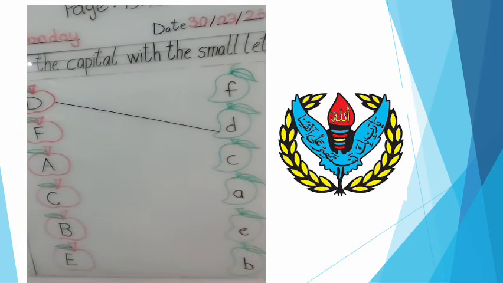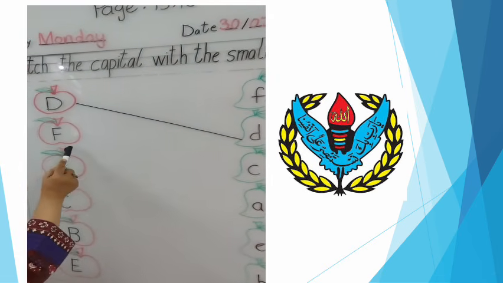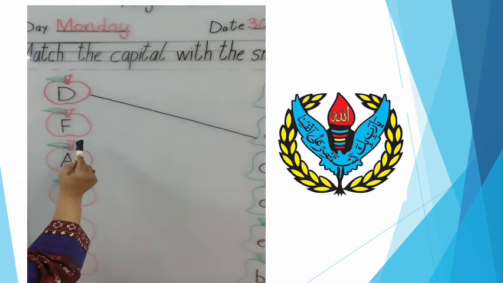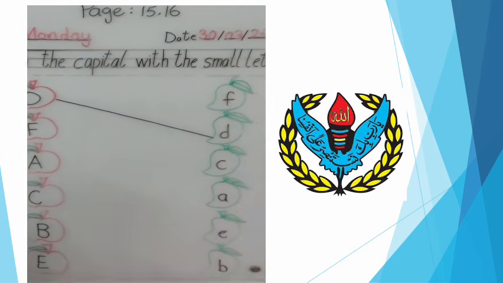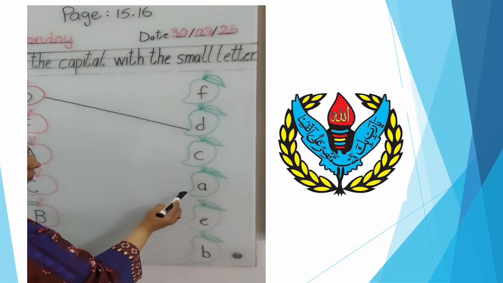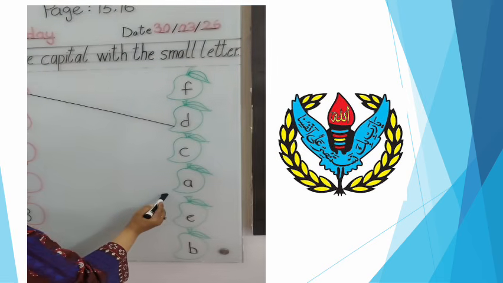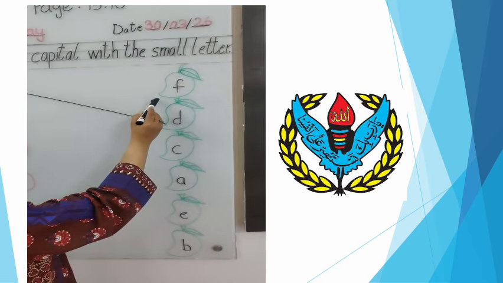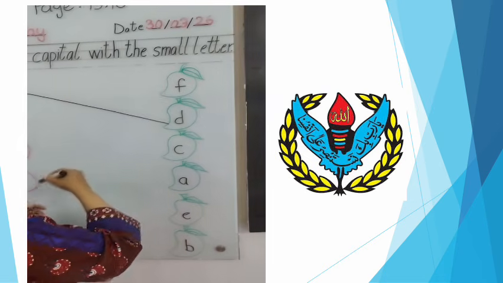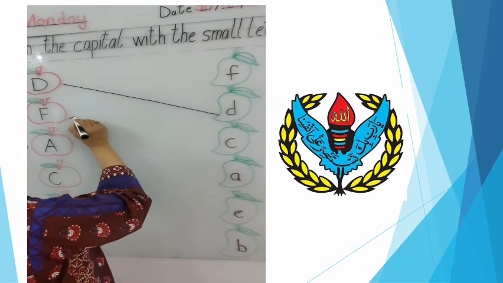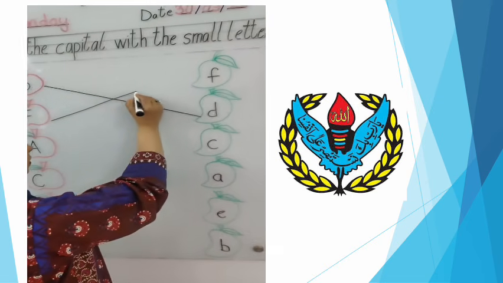Now move to the next apple. Which alphabet is written in it? Yes, it is F. Now find out where is the small f. Is this a small f? No. Is this a small f? No. This is a small f. Now we join small f with the capital F with a straight line like this.